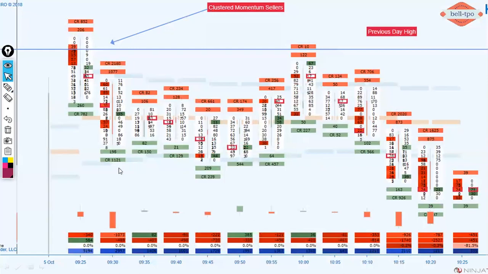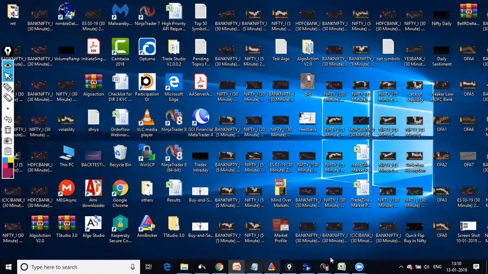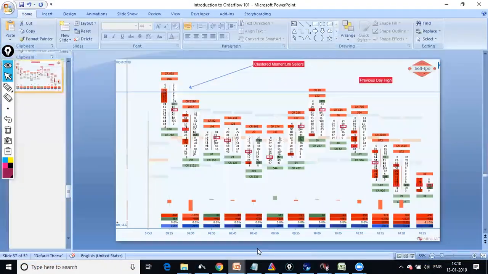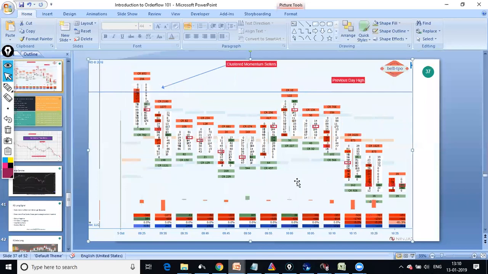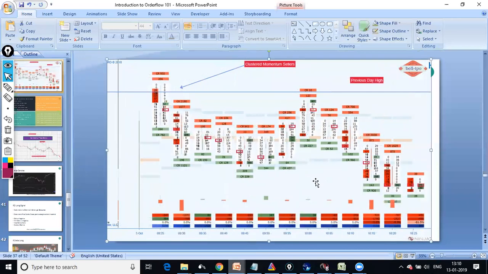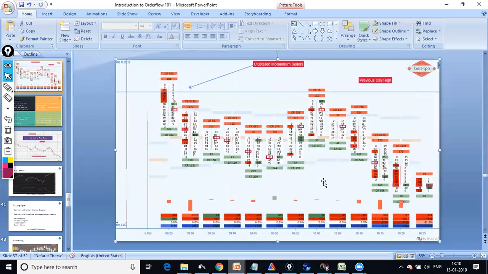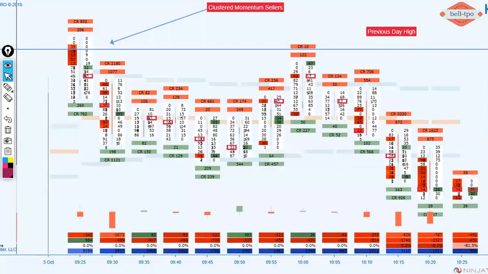Let me check if I'm able to get the complete picture of the charts. Yeah, the x-axis got cut. But that's a Bank Nifty contract.